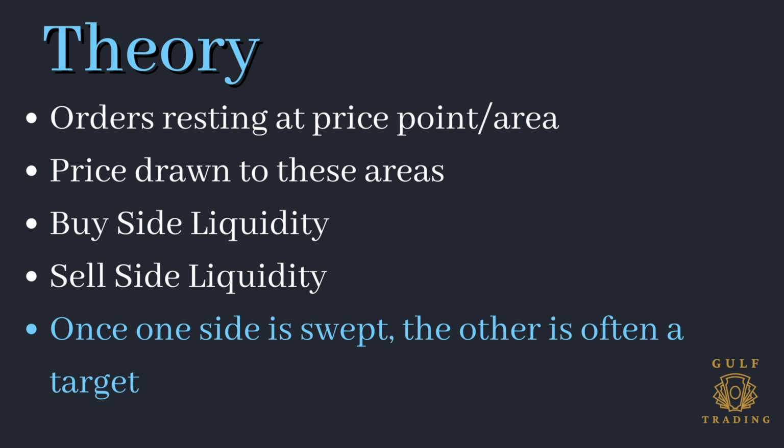So the theory of liquidity is that there are a large amount of orders resting at a point or area, and price will be drawn to these areas, either to stop traders out or to enter large position sizes, as liquidity is needed for this for the big institutions, or for both of these reasons. And there's buy side liquidity and sell side liquidity, which I'll distinguish in the next slide. But once one side is swept, it's likely that the other will be hit next. And that's something you can use when placing trades, looking for targets.